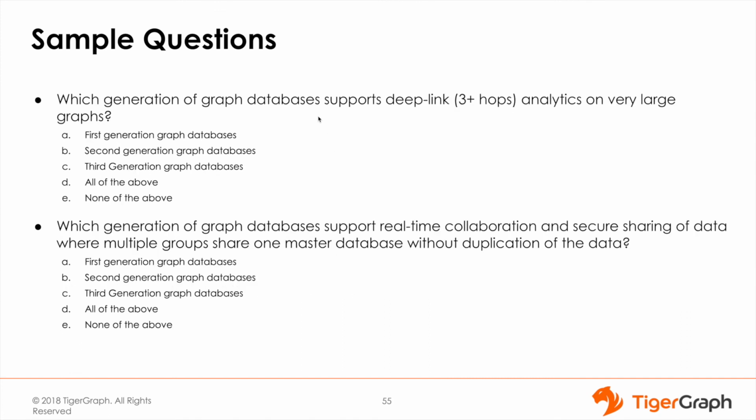Which generation of graph databases supports deep link analytics on very large graphs? Which generation of graph databases supports real-time collaboration and secure sharing of data where multiple groups share one master database without duplication of the data?